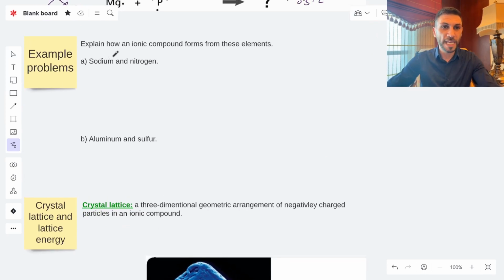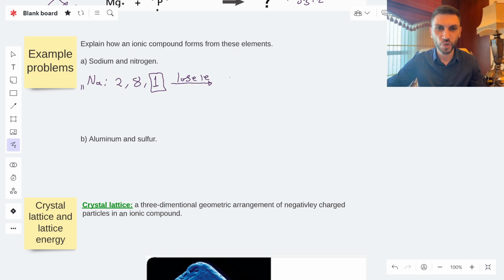Example problems. Explain how the ionic compound forms from these elements. The first one, sodium and nitrogen. For sodium, the first step is to write the electron configuration. From the periodic table, the atomic number of the sodium is 11. So it's going to be 2, 8, and 1. The valence electrons are 1. The sodium atom will lose 1 electron to become 2 and 8. And this is the sodium cation, Na positive 1.